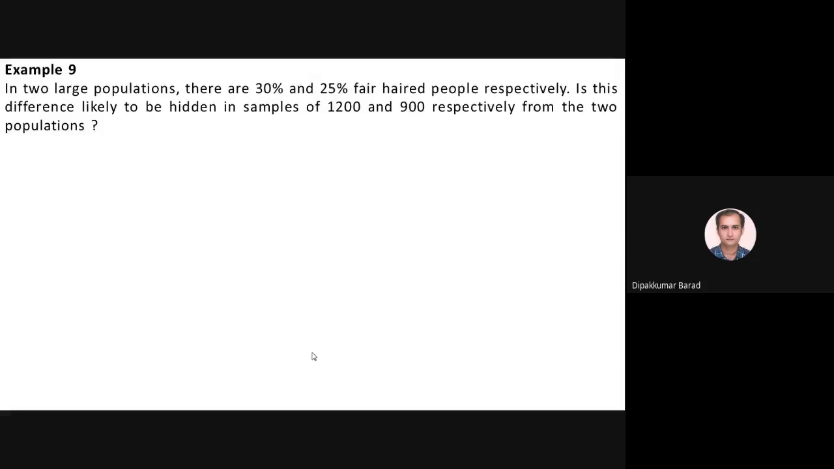In two large populations, there are 30% and 25% fair hired people respectively. So there are some fair hired people from the two different large populations, 30% and 25% in some company. Is this difference likely to be hidden in samples of 1200 and 900 respectively from the two populations?